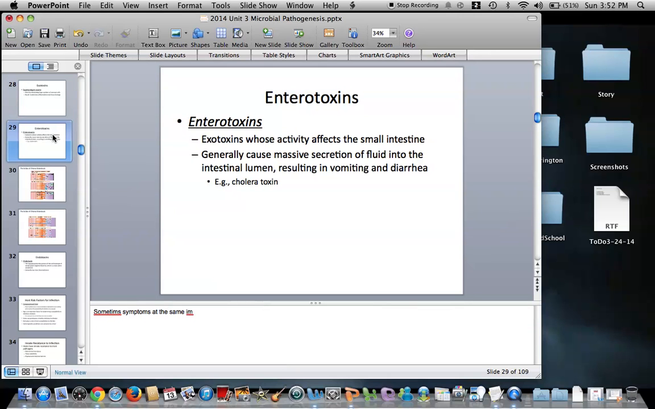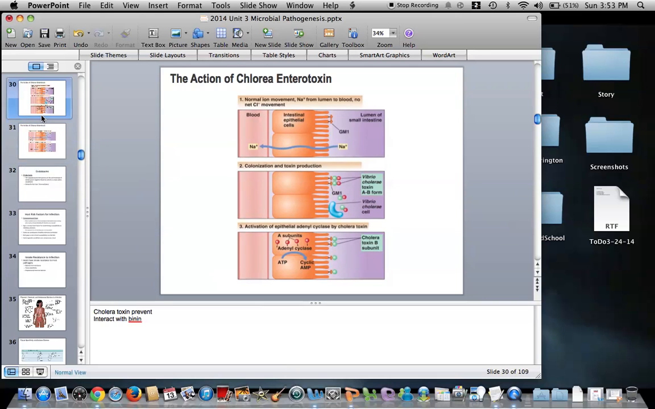And then enterotoxins, these are a special type of exotoxin, I would think. But maybe they're a completely different category. Exotoxins, okay, so they're in the same category, whose activity affects the small intestine. So entero essentially stands for gut, and your small intestine is the longest part of your gut. Generally causes massive secretion of fluid into the intestinal lumen, resulting in vomiting and diarrhea, like cholera. Okay, that's pretty straightforward.